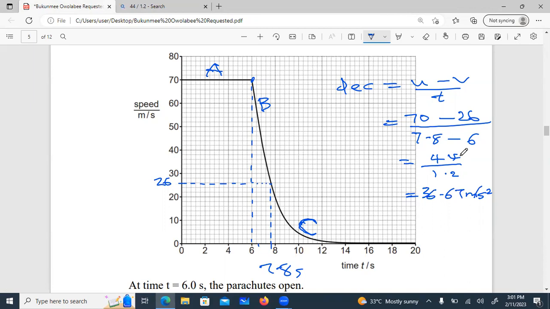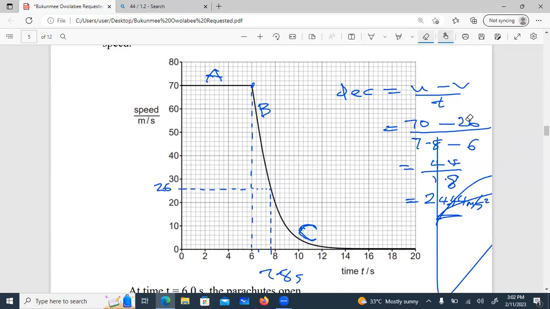No. Our time is not 1.2. Our time is 1.8. Yes, sorry, I made a mistake. Let me clean this off. So the denominator here, which is our time, is 1.8. 7.8 minus 6 will give you 1.8. So 44 divided by 1.8 will give you 24.44 meters per second squared, because it's deceleration. So the SI unit is meters per second squared.